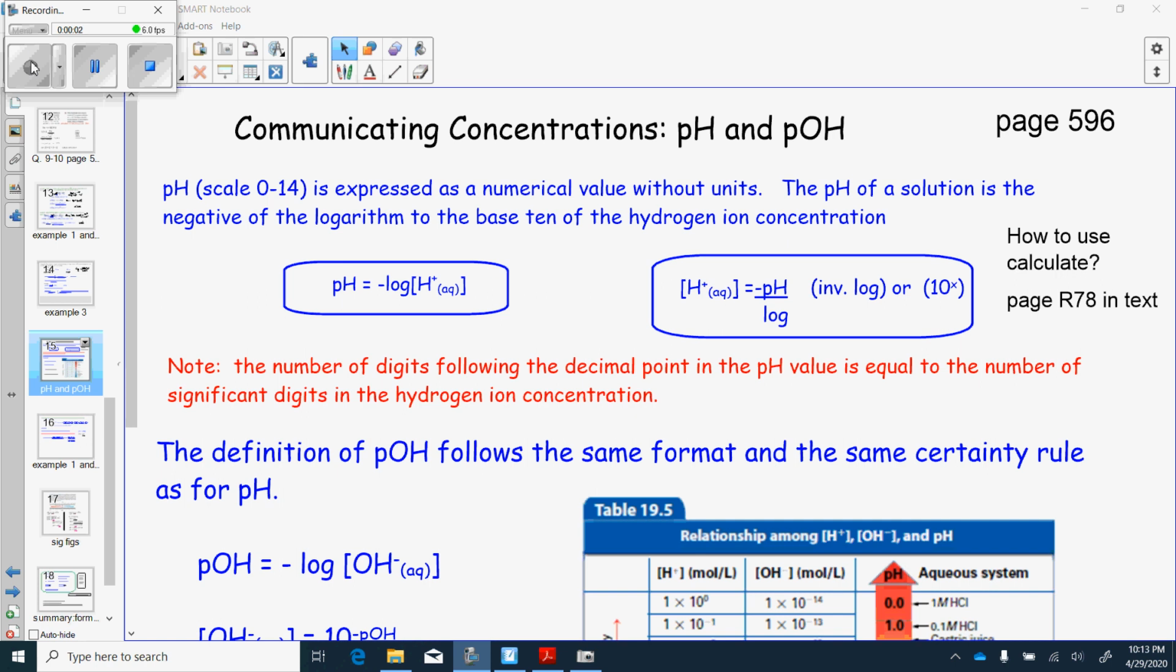Hot Chemistry 12.2. This is the third video for week 4. In this video, we're going to take a look at pH and pOH. So looking at the pH scale and the relationship between pH and pOH and concentrations of H positive and OH negative. You'll find it on page 596. It's still in section 19.2 in your textbook.